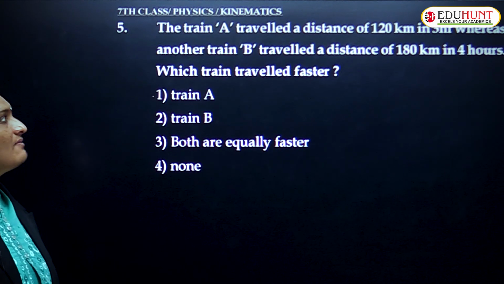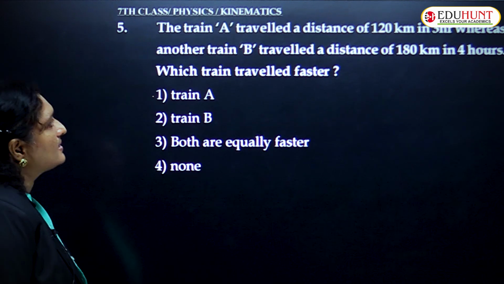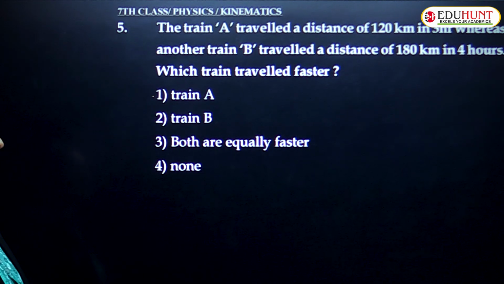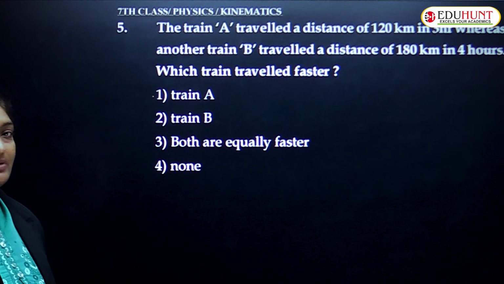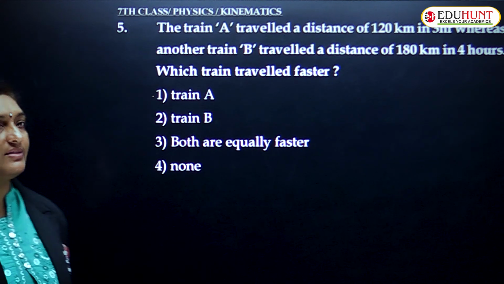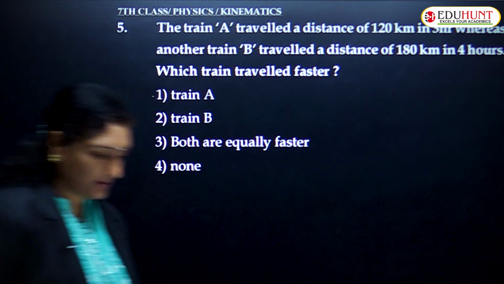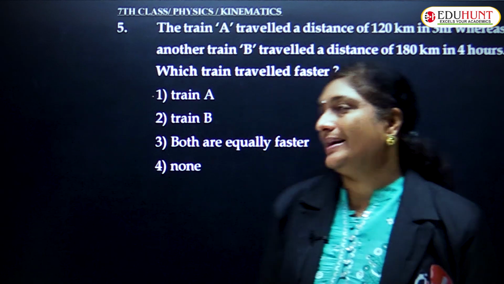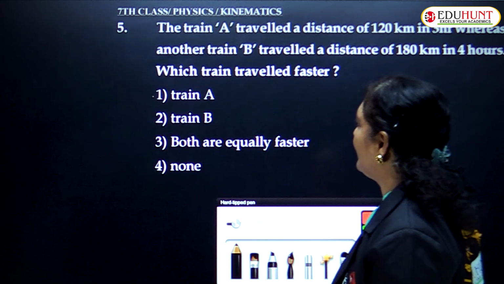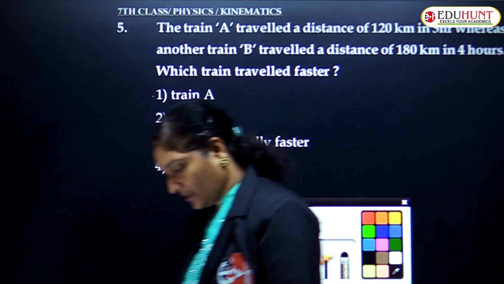Train A traveled a distance of 120 kilometers in 3 hours, whereas another train B travels a distance of 180 kilometers in 4 hours. Which train travels faster? That means whichever train has the larger speed will travel faster. More speed, more faster. So let us find the speed of each train. First of all, let us consider the speed of train A.